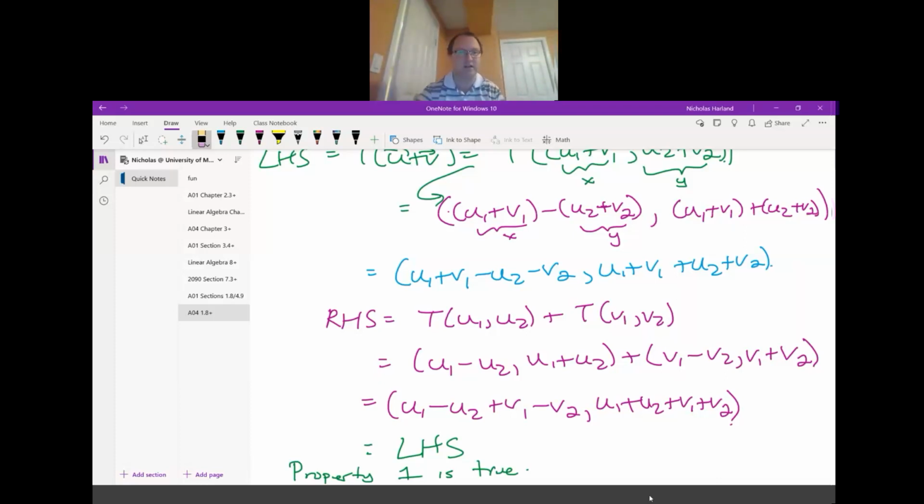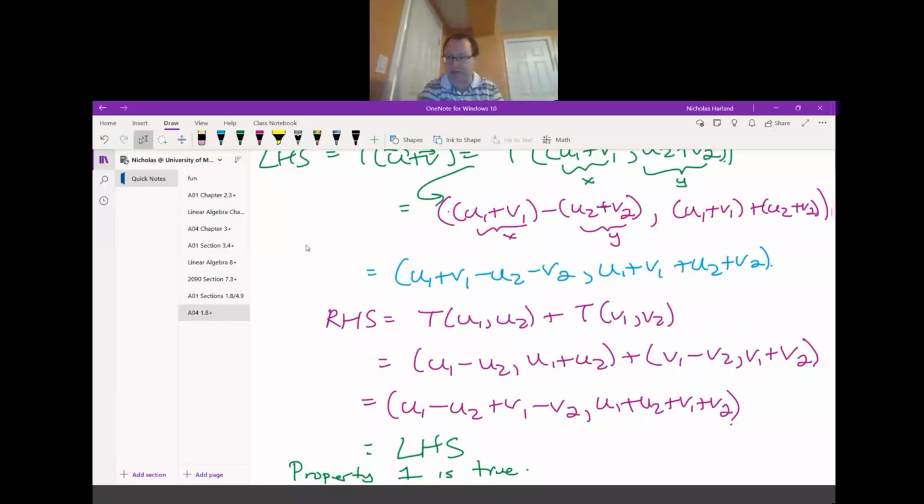All right, where did this second line come from? Same thing as kind of where it came from above. For the first one, here's x, here's y, and we're plugging it into t of xy is x minus y, x plus y. The second line came from the same reasoning as the one from before. All right, any other questions about how we showed property 1 is true?